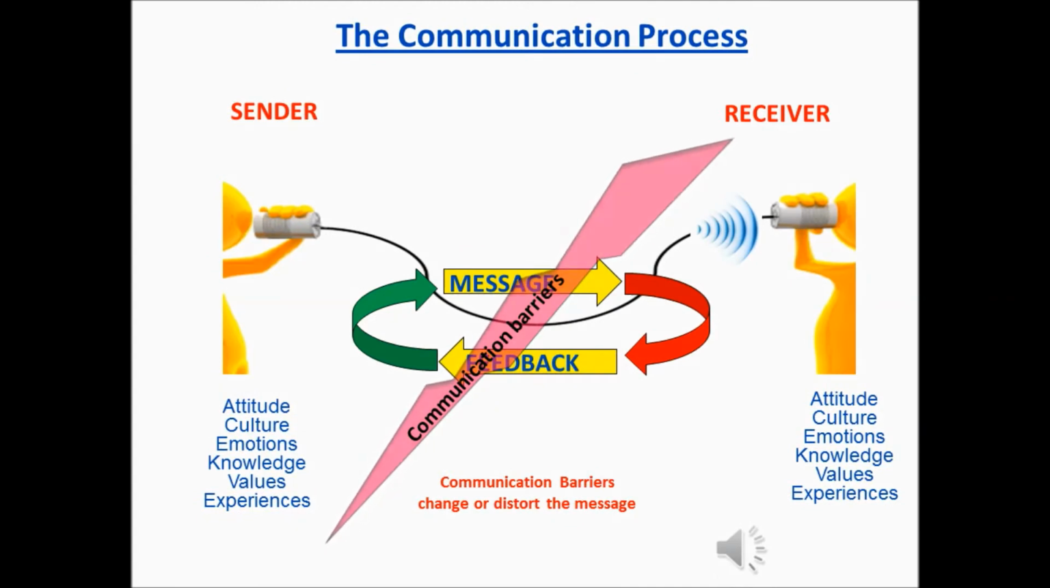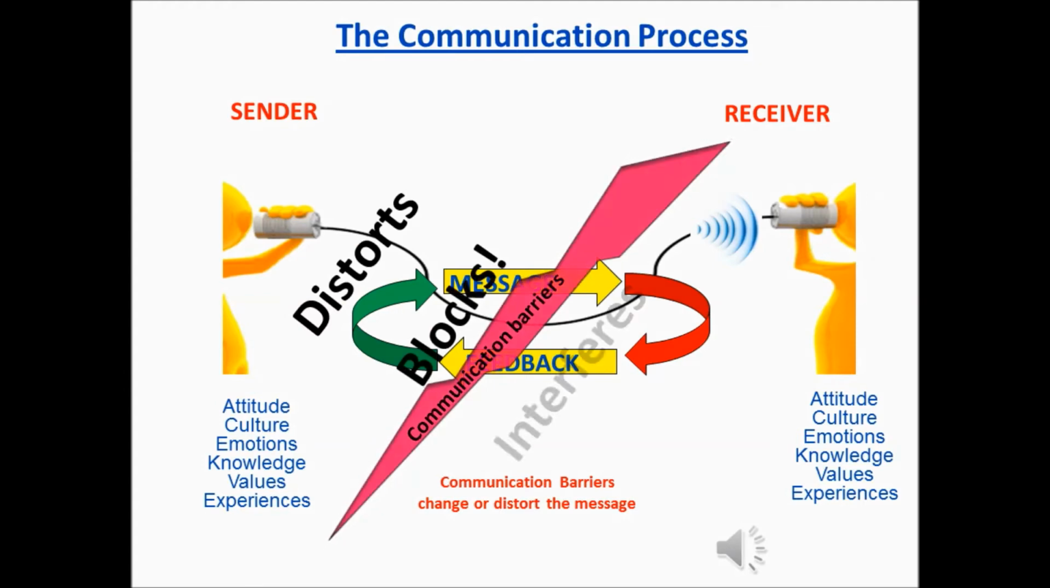Communication barriers. Something that interrupts, distorts, blocks, or interferes with the process is called a communication barrier. A few examples would be loud noises, bad phone connection, dropped calls, language, broken hearing aids. These are all examples of communication barriers. If we encounter any of the communication barriers, we should stop and restart the communication process again.